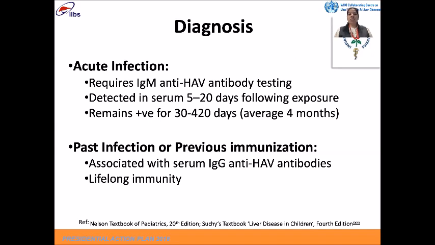Whereas in past infection or previous immunization, if the child has already been immunized, it is associated with serum IgG anti-HAV antibodies, where the child will have long-term, lifelong immunity.